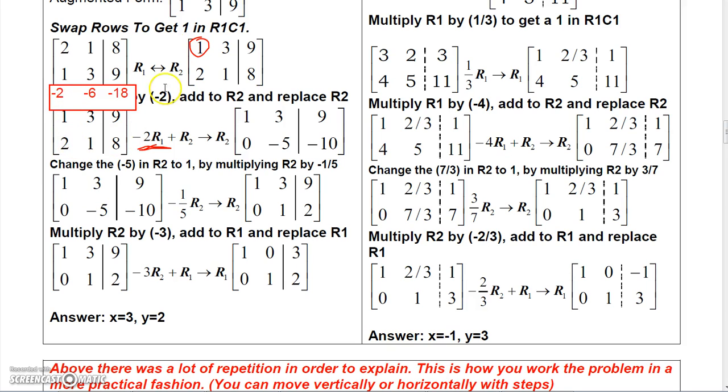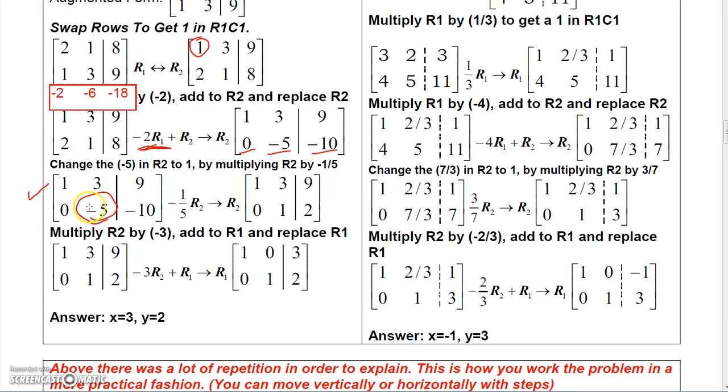So -2 plus 2 is going to give me 0. And then -6 plus 1 is going to give me -5. And -18 plus 8 is going to give me -10. So that takes care of that row. So I've completed what I call the first pivot. Now I went ahead and copied that matrix down here for you. And now once we get the 1 and the zeros in this column, we want to go to the next row, and we want to make this guy be a 1.